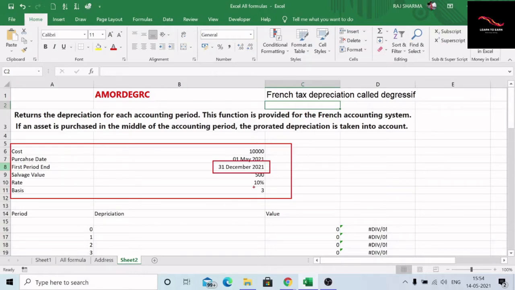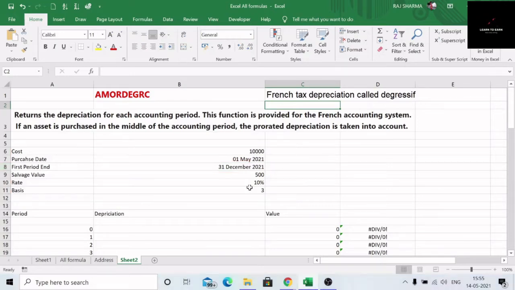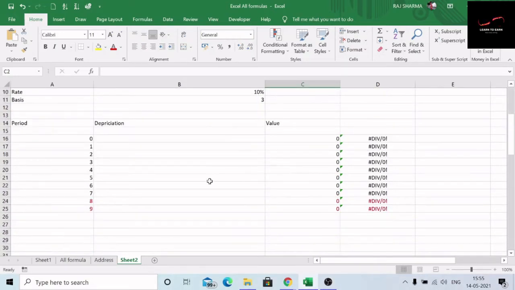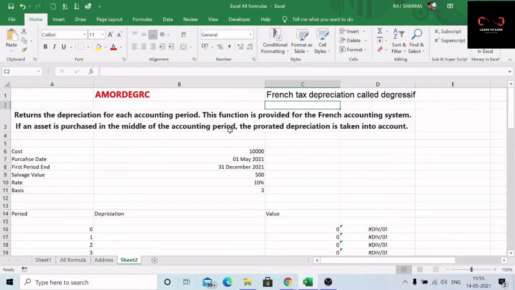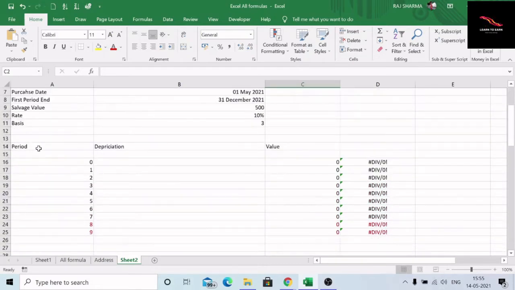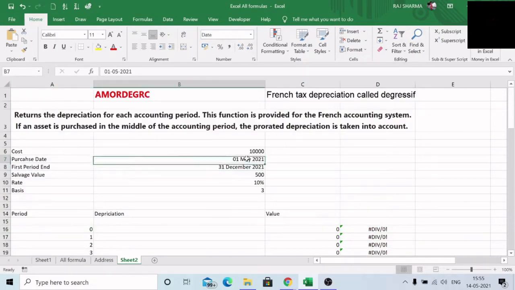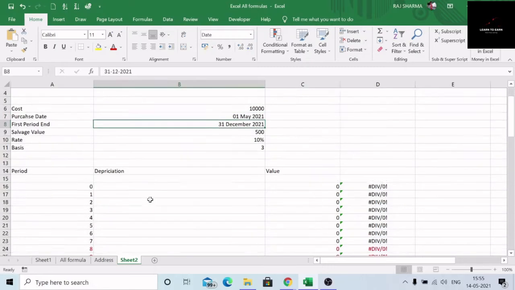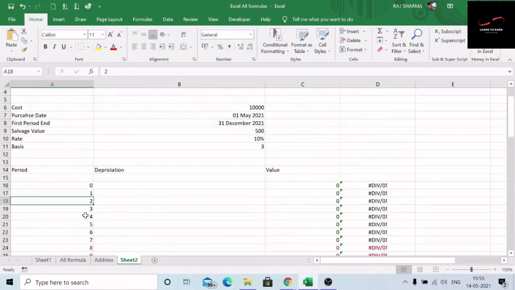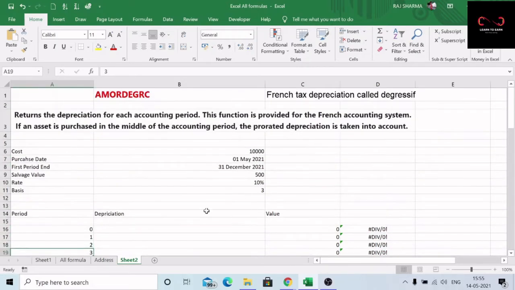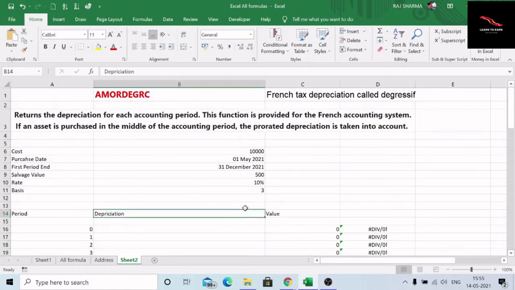The rate of depreciation which we are going to charge is 10%, and then the basis is the day count convention. So here we are using 365 days, so it will be 3. Now let us put this formula into use. So here is a period, you can see. 0 period means the first period, that means 1st May to 31st December, and then the first whole year, second whole year, third whole year, like that. Depreciation we will be working out using this formula.